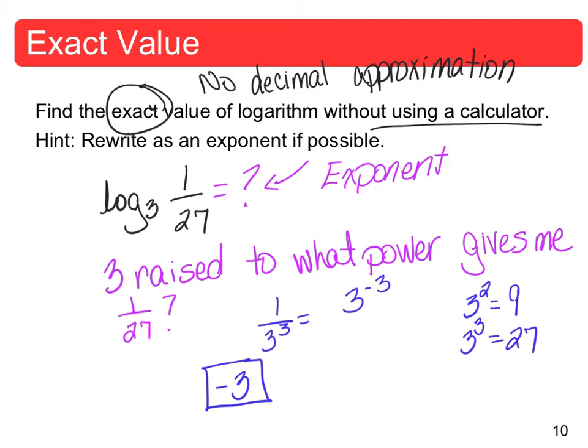Okay? Now be careful when you're asked to find those exact numbers. Be careful when you're asked to find exact, because I don't want any decimal approximations. I want the exact number. Okay?